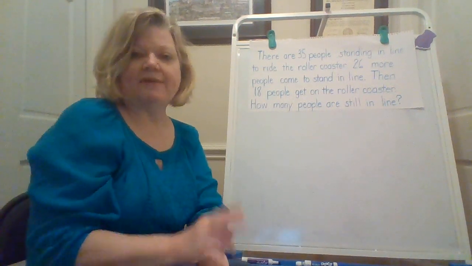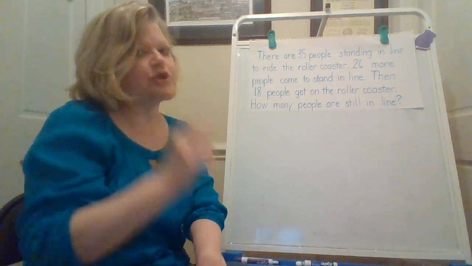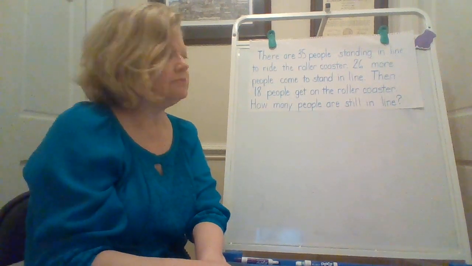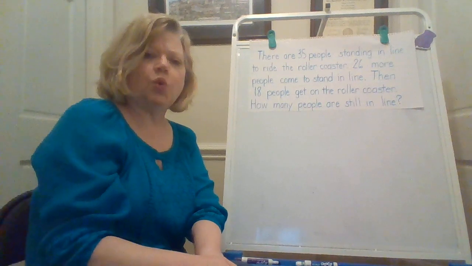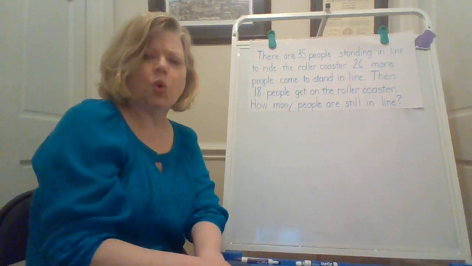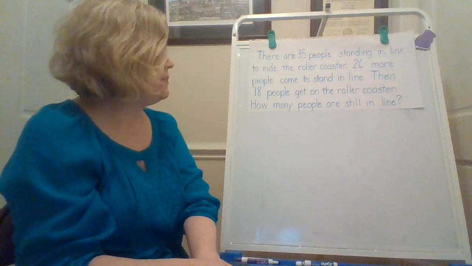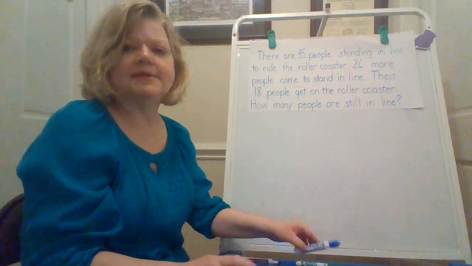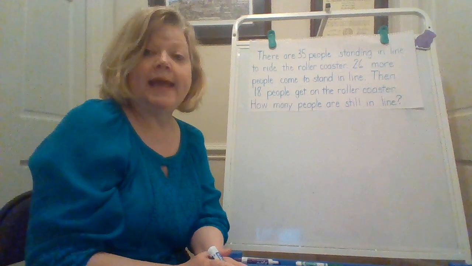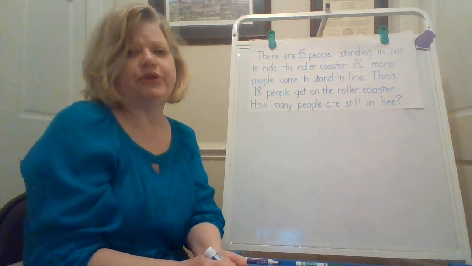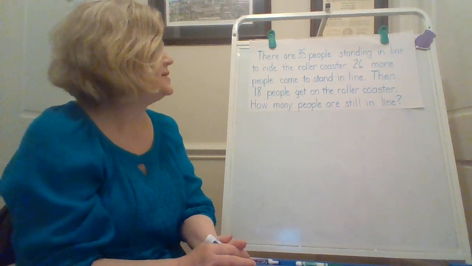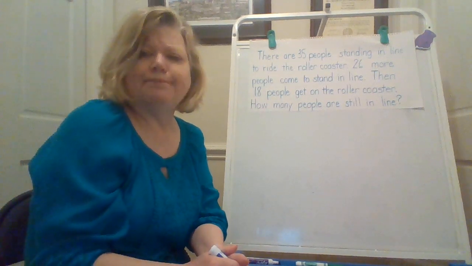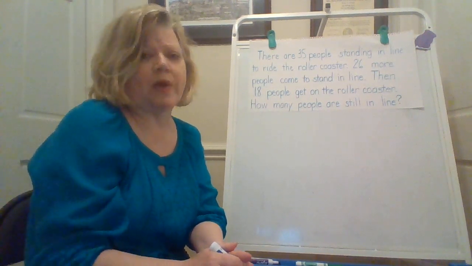Okay. I've read it twice. I visualized standing in that line. Now we got to look at the question and make sure that I understand the question. How many people are still in line? Yeah, I see what they're asking me to do. Now I go to what am I going to do first? What is it important in this word problem to be able to figure out first?